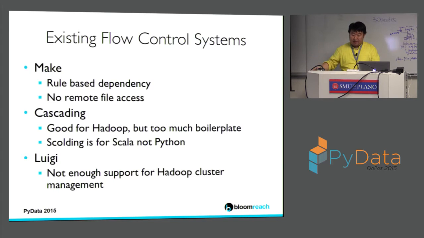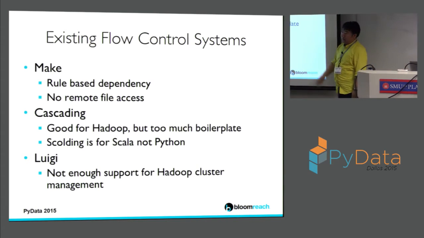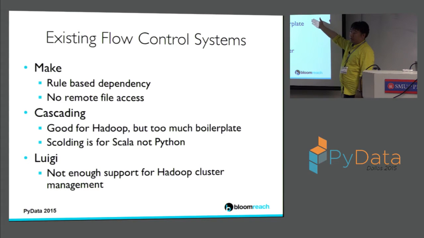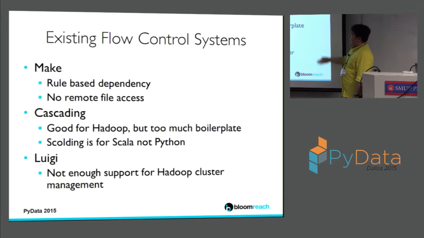So before we decided to build Briefly, we compared a few existing systems and actually tried to use them. For example, you can just write a makefile. The problem with a makefile is that if you have files on S3, it's really difficult to check the timestamp and then create a dependency. But it works, to some extent.